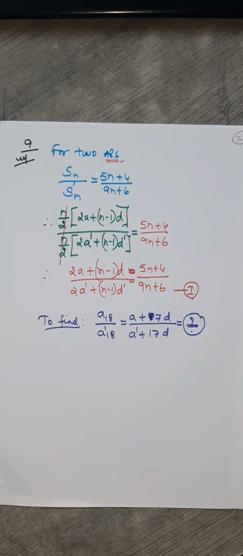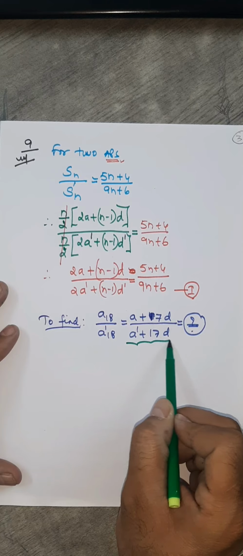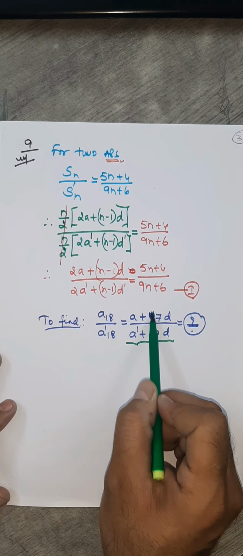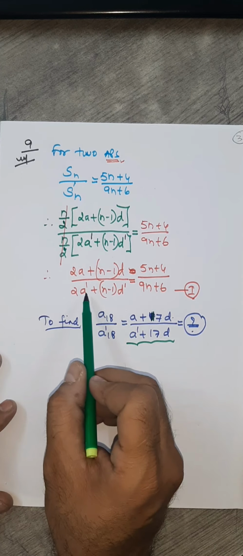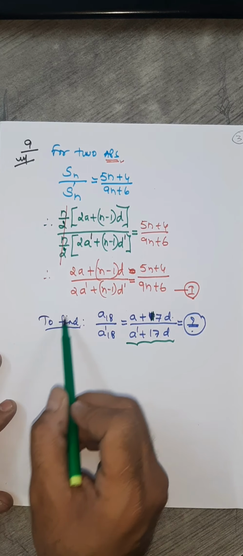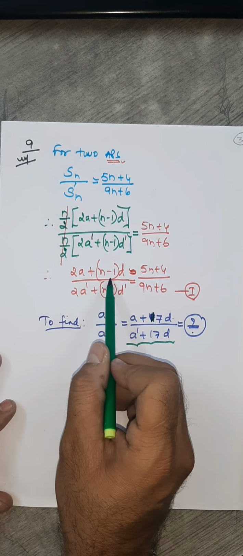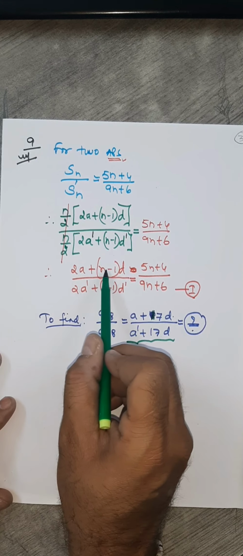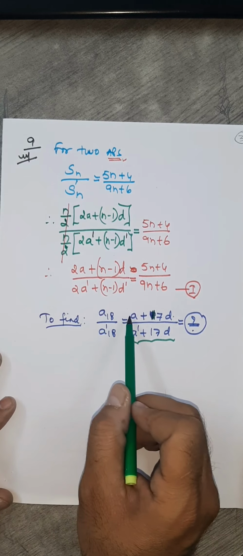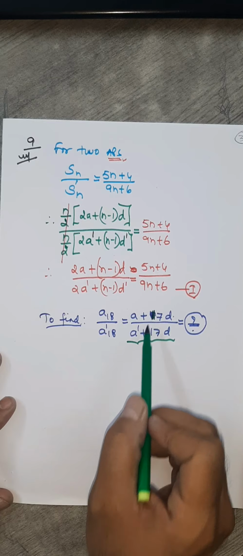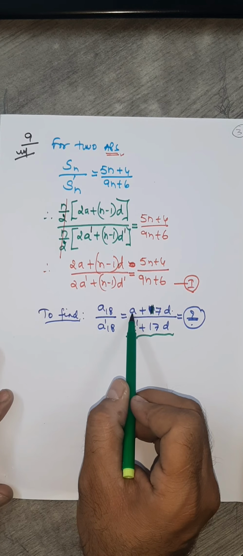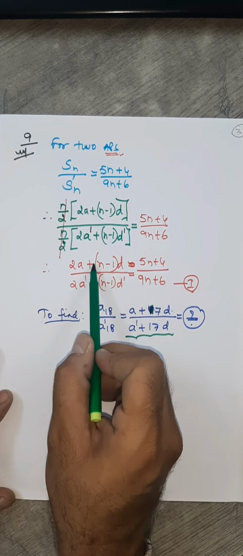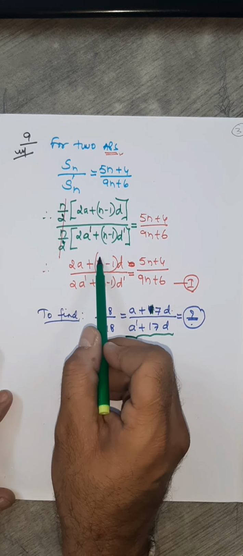Fine. Now just see this required expression and that given expression. You need here 17d. Here you have 17d. Fine. And here a, but here you have 2a. That means I must have here how much? 34. If I choose n minus 1 equals 34, then what happens? 2a plus 34d. Take 2 common, so a plus 17d. I repeat, we need here a plus 17d. So if I take this one as just 17, then if I take 2 common, it becomes 17 by 2.